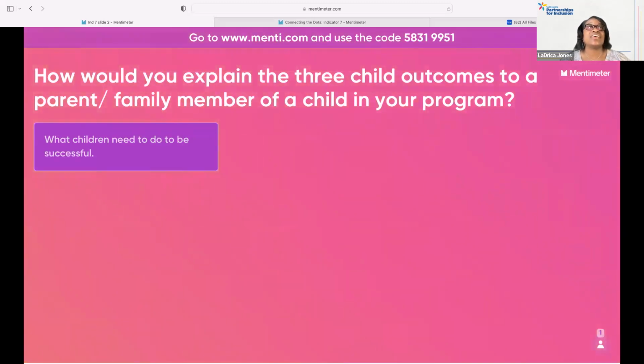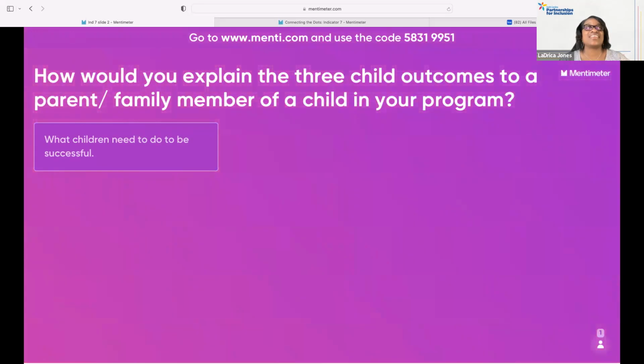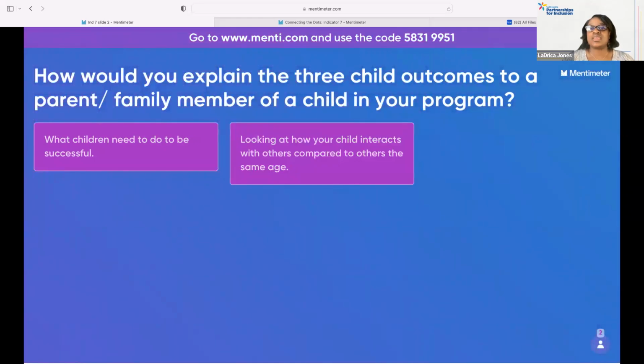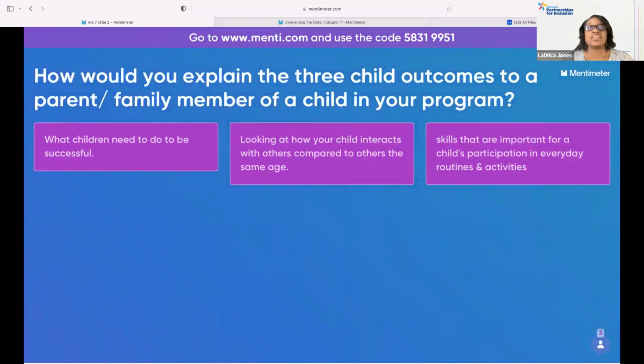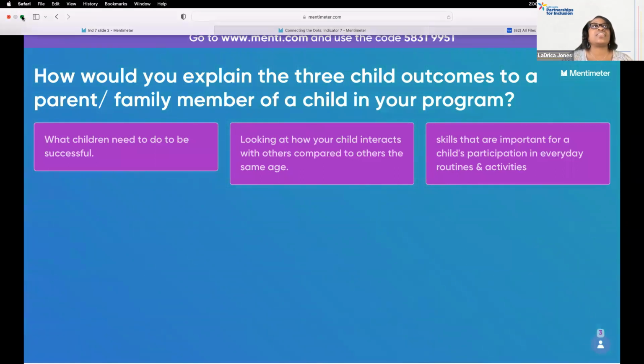Oh, that's a good one. You explain it to a family or parent of a child that children need to be successful. That's very good. We'll give another minute or two. Some people might be thinking or typing. Okay. Looking at how your child interacts with others compared to others the same age. It's another good one. And skills that are important for a child's participation in everyday routines and activities. Thank you so much for participating in this Menti with me.